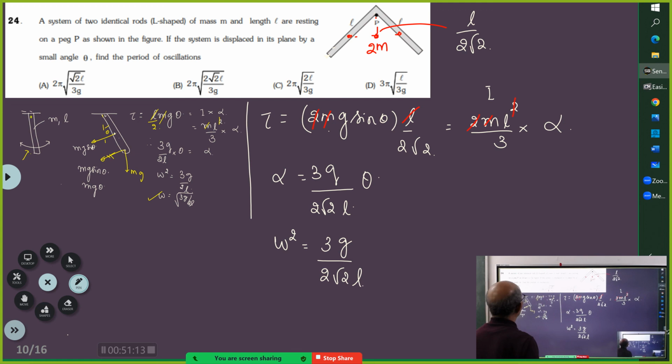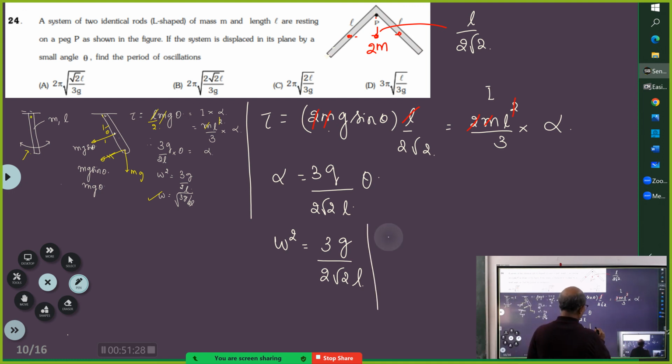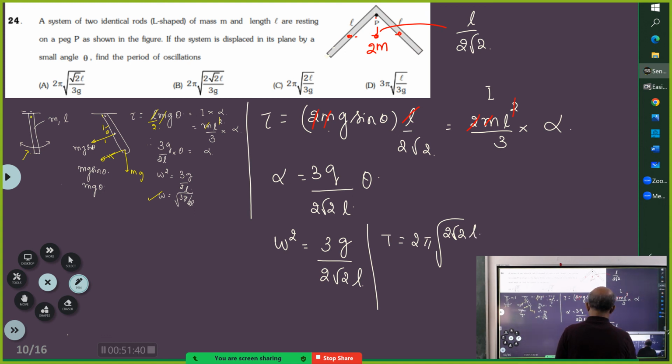What have they asked here? They have asked the period of oscillation. Correct? So period of oscillation they have asked. Now omega is 2 pi by T, so T will be equal to 2 pi into root of 2 root 2 L by 3g. Do you have this option? 2 root 2 L by 3g. There is an option.